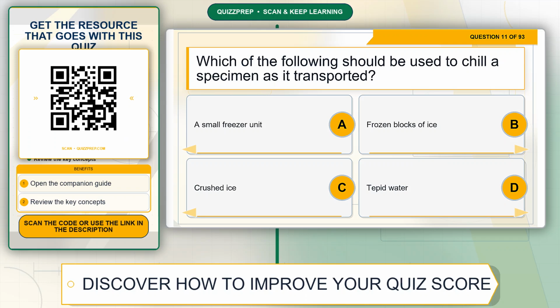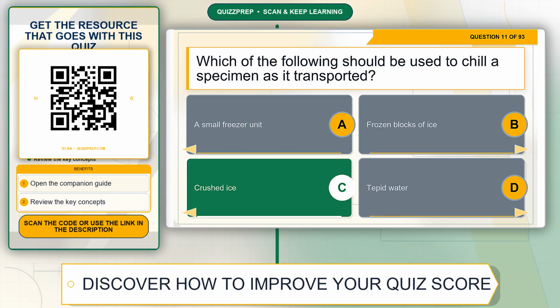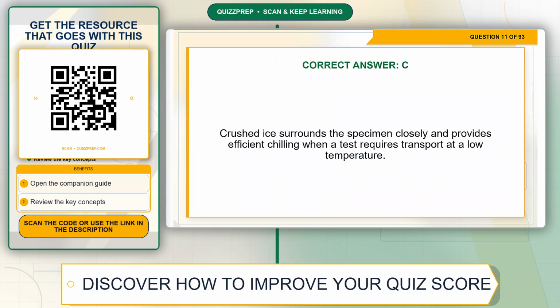Question 11. Which of the following should be used to chill a specimen as it is transported? Option A, a small freezer unit. Option B, frozen blocks of ice. Option C, crushed ice. Option D, tepid water. The correct answer is option C, crushed ice. Explanation: crushed ice surrounds the specimen closely and provides efficient chilling when a test requires transport at a low temperature.